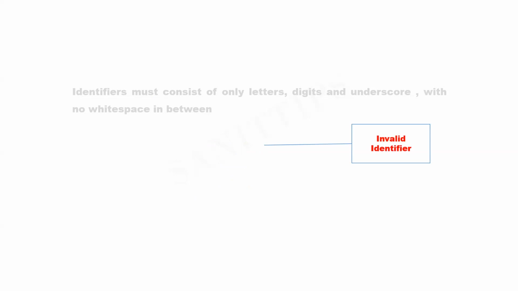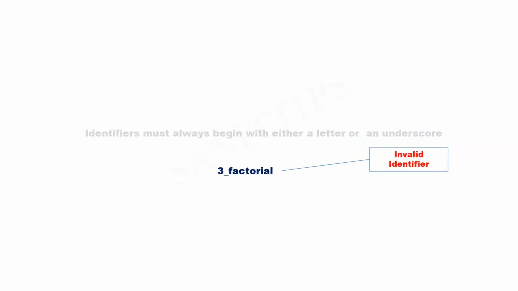Let us see some invalid identifiers. "Total sum" is an invalid identifier because white space is not allowed in an identifier. Identifiers must always begin with either a letter or an underscore. 3_factorial is an invalid identifier as it starts with a digit. A valid identifier must always begin with either a letter or an underscore. _factorial is a valid identifier.